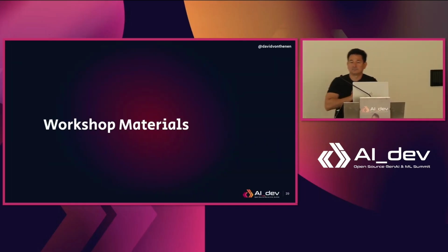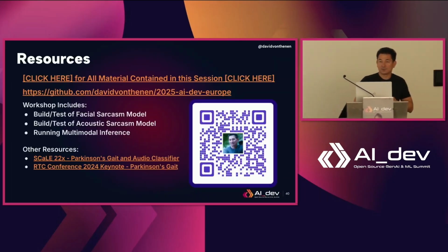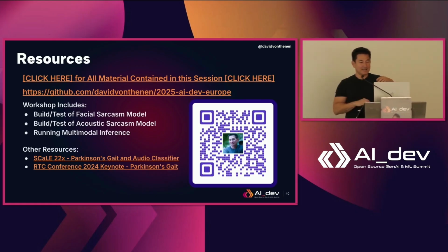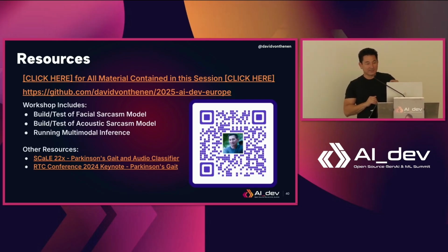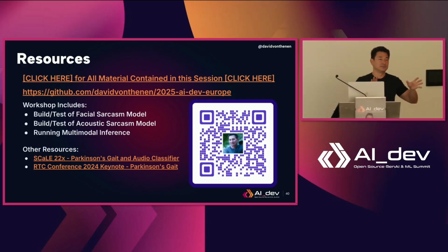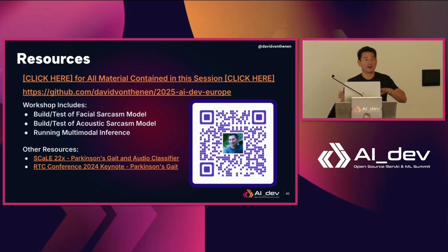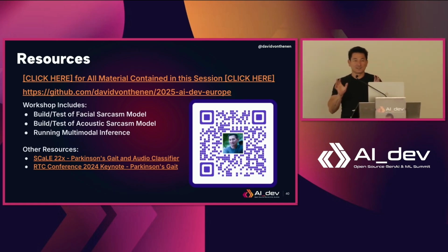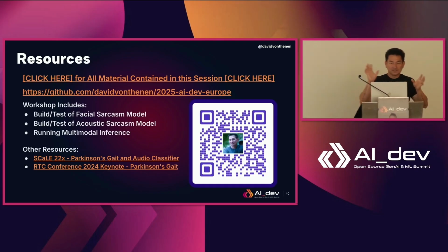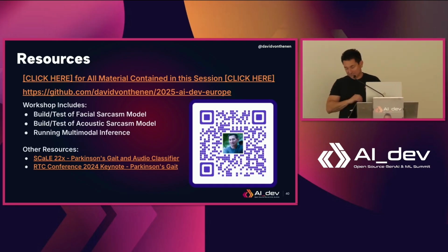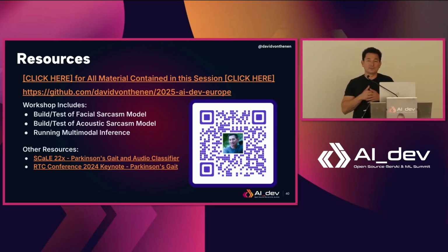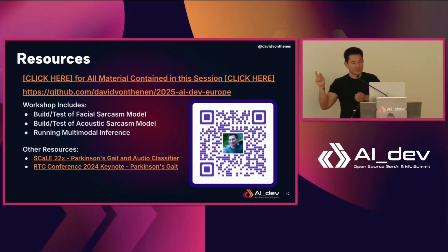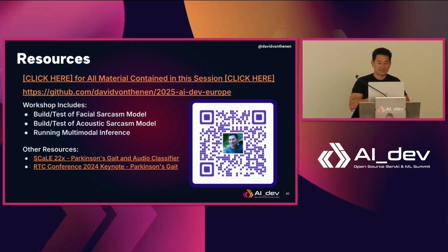So, workshop materials. You can go to my GitHub, it's just first name, last name, 2025 AIDev Europe: all of the code, the data sets, the already trained models, so that you can just use this and play with it on your own. Like I said, it's not perfect. It's more of an academic study, because I did a dive, a springboard off of the original research paper. But you can test the facial sarcasm model, the acoustic model, and then do the multimodal inference.